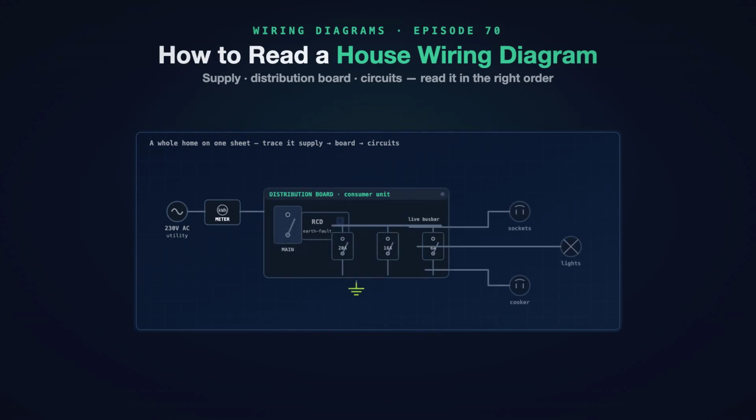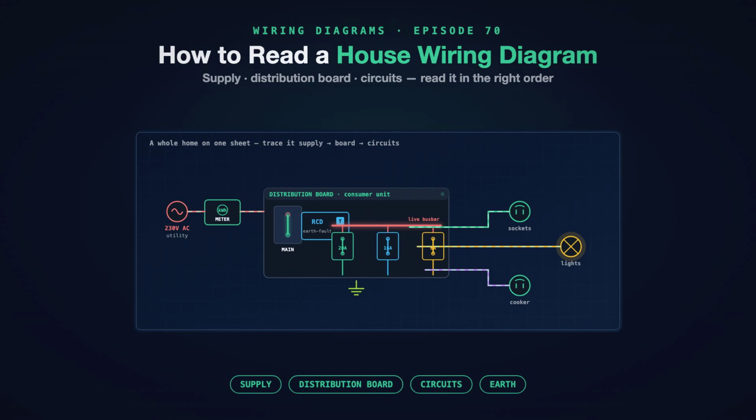This is how to read a house wiring diagram. The whole electrical system of a home on one sheet. Power comes in on the left. The distribution board sits in the middle. And the circuits fan out to every light and socket in the house. Read it in the right order, and it stops looking like a maze.